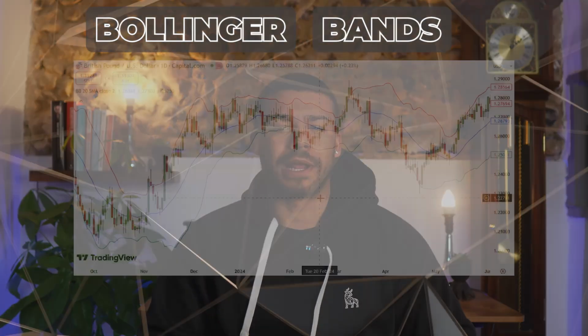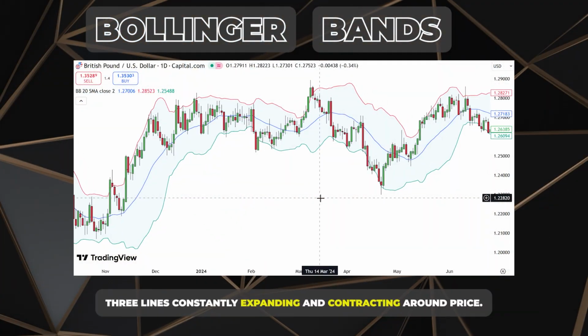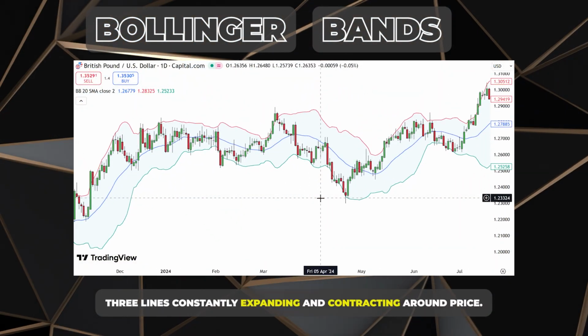Bollinger Bands look complicated on a chart. Three lines constantly expanding and contracting around price. But the idea behind them is actually one of the simplest in technical analysis.